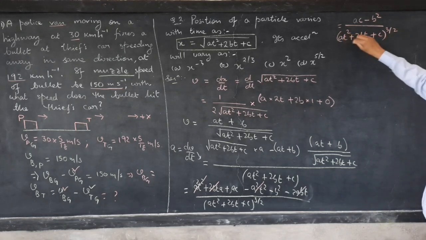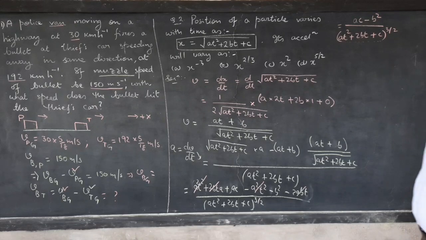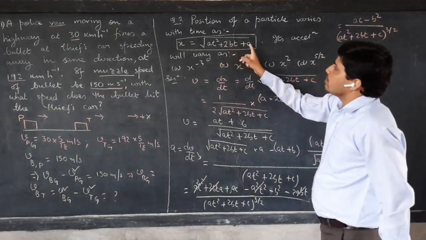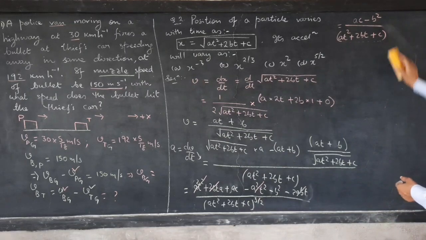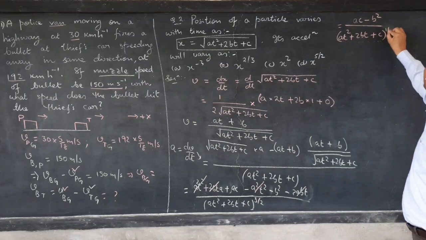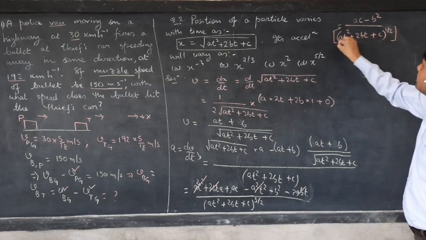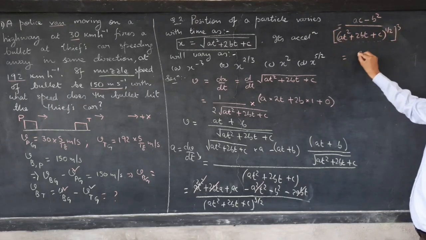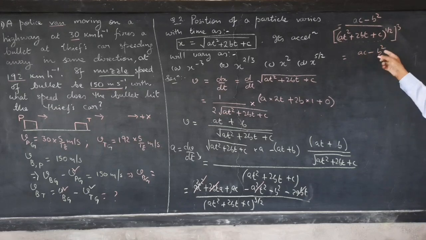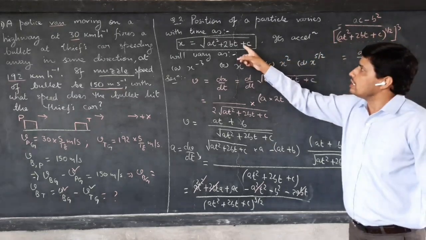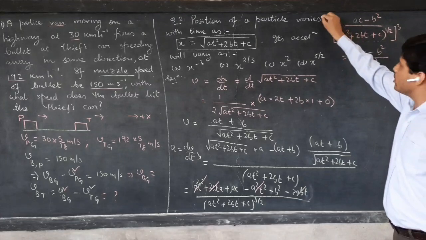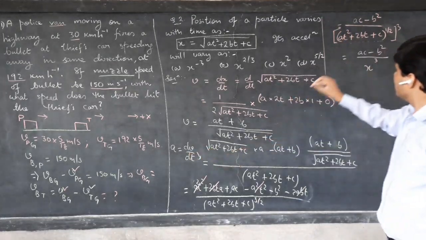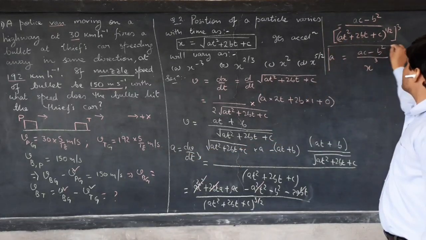But if you see this quantity, root AT square plus 2BT plus C is X. So this power of 3 by 2, I can write it as half and whole to the power 3. So this is nothing but AC minus B square. A, B, C are constants, of course. This quantity, this much to the power half, is nothing but X. And this power becomes 3. So what we have got, we were finding the value of acceleration. So acceleration comes out to be this much.